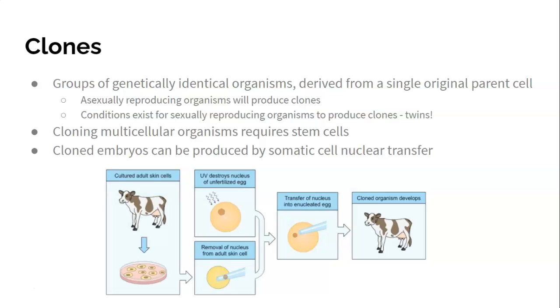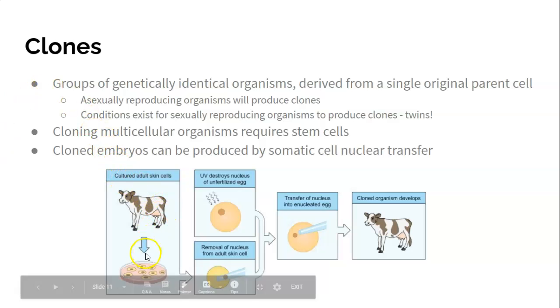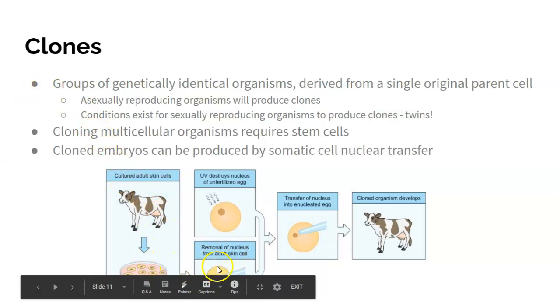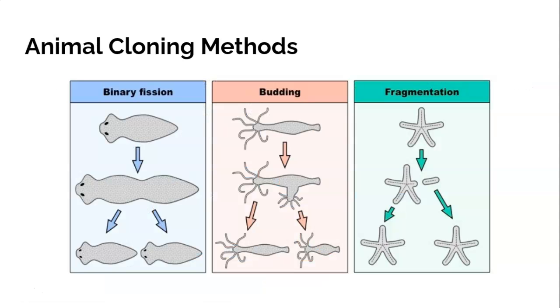And we're going to get into both of those, but I just kind of wanted to show you this picture, right? So you have skin cells that you can grab, and destroy the nucleus of that unfertilized egg and transfer the nucleus into an egg cell and then grow the egg cell, right? Fertilize that and you get a cloned organism. So you can make clones in a lot of different ways.